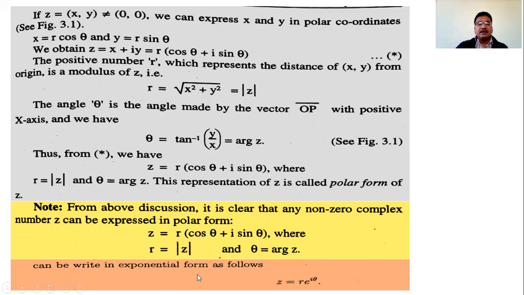And if we write it in this form, it is called the exponential form: z = r e raised to i theta. We know that e raised to i theta, the exponential function, is cos theta plus i sin theta. This is the exponential form of the complex number z. This is the polar form, and this is the exponential form of the complex number.